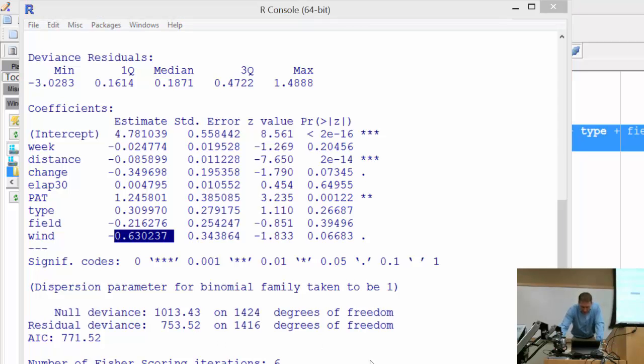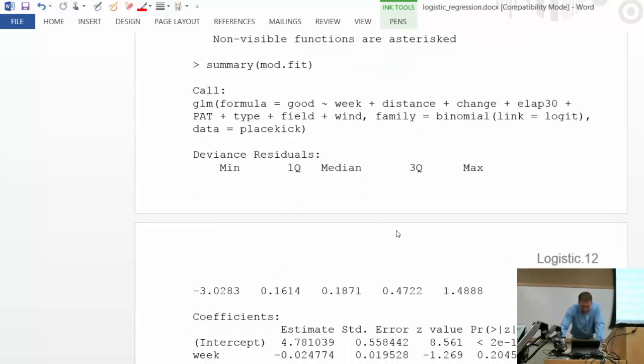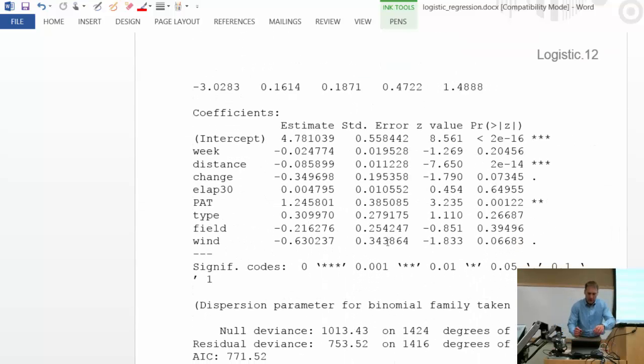Let me come over here to Word, so I can write on my screen. So here are my beta hats. We call them beta hat i, because we have i equals 0 to 8. And then we have a standard error column. This is the estimated variance of a beta hat square rooted. Then we have a z column.